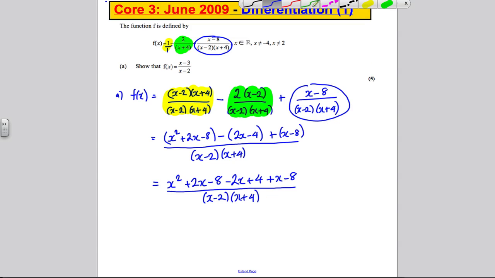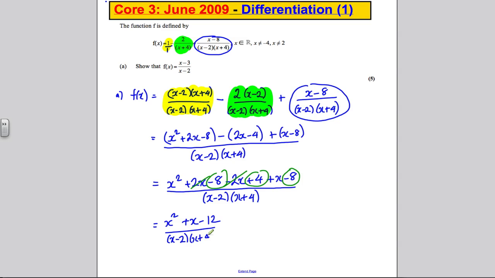Okay, let's see what tidying up I can do. That 2x cancels with that negative 2x. And then you've got negative 8 plus 4 is negative 4, plus another negative 8 is negative 12. So you've got an x squared, you've got this still plus x, and you've got the negative 12 all over x subtract 2, x plus 4.